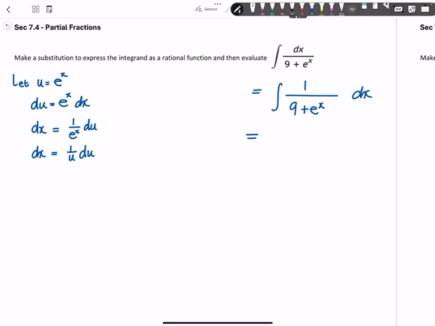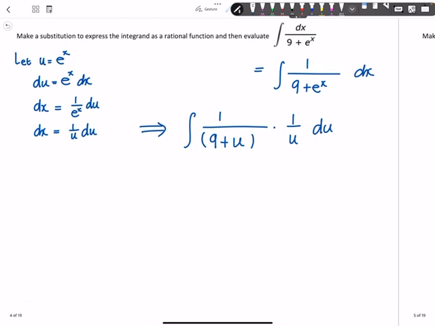All right, so I'm going to go ahead and make this substitution. The substitution here is going to give the integral of 1 over 9 plus e to the x, that's going to become u, and dx becomes 1 over u du. Now we see that we have a term in fractional form, a rational expression, and the denominator factors, so we can use partial fractions.